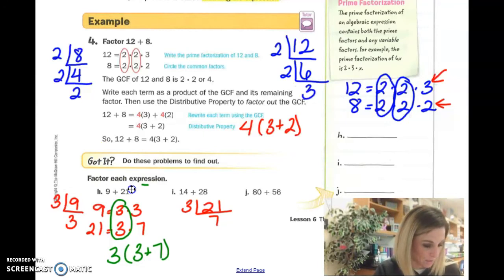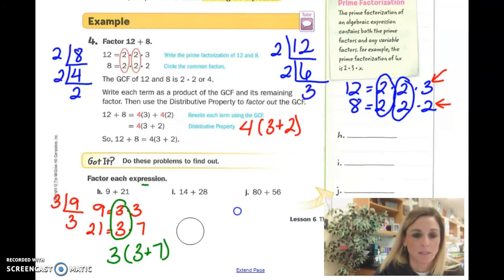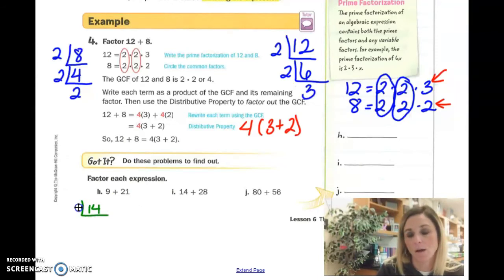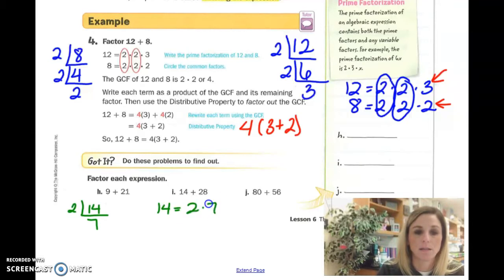Okay? All right, let's take a look at the next one, which is, I'm going to have to erase here, 14 plus 28. So we're going to prime factor 14. I'm going to put 14 over here. What prime number can I start out with? I always try to start off with 2 or 3 or 5. Some of the lower ones make my life easier. So I'm going to start off with 2. 2 times what is 14? Well, 7. I know 7 is prime, so I'm done.